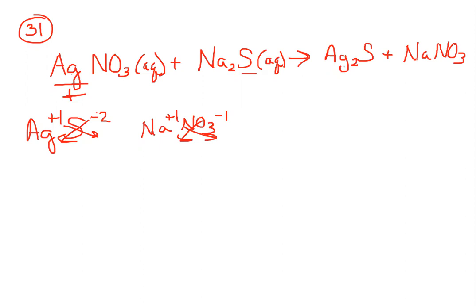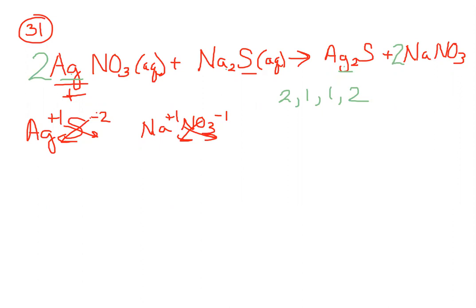1 sulfur, 1 sulfur. 1 silver, 2 silvers. So we've got to put a 2 right there. That gives us 2 nitrates. We only have 1 nitrate, so we've got to put a 2 over here. That gives us 2 sodiums. We've got 2 sodiums, and the sulfur's all set. So it's all balanced with 2, 1, 1, 2 for our coefficients. That's number 31. So you have 3 more like that you need to do yourself. I've done 2 of the 5.